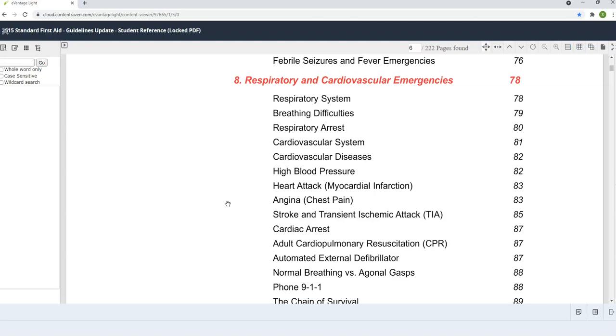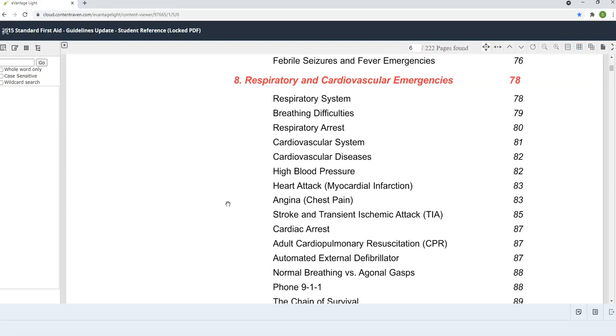High blood pressure is one of them. Heart attack is an example. Angina is also another example. Stroke and TIA, transient ischemic attack, will be looked at. Cardiac arrest, we're also going to spend some time talking about cardiac arrest, and then that will lead us to adult cardiopulmonary resuscitation, CPR. Okay, we're also going to talk about AED.